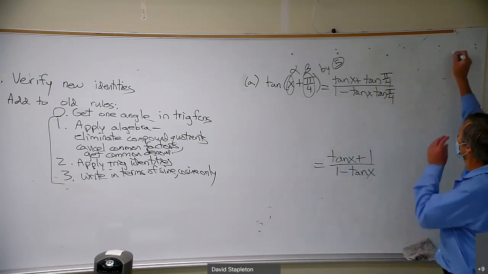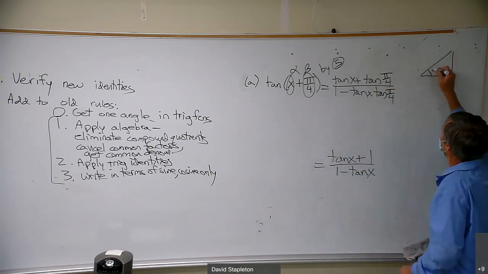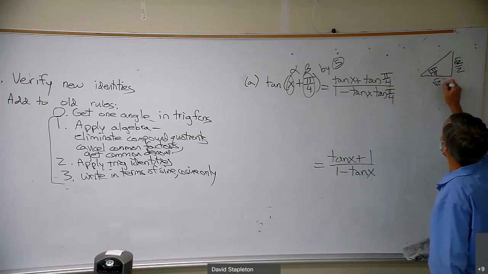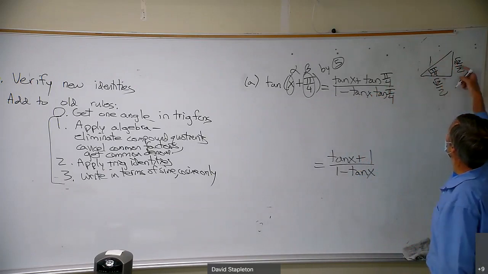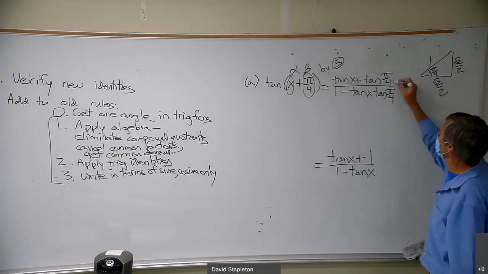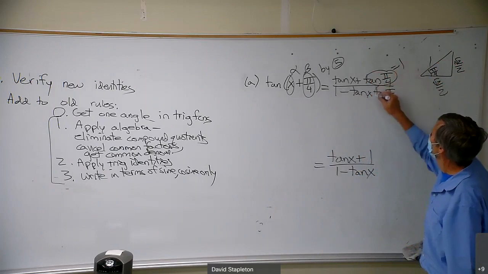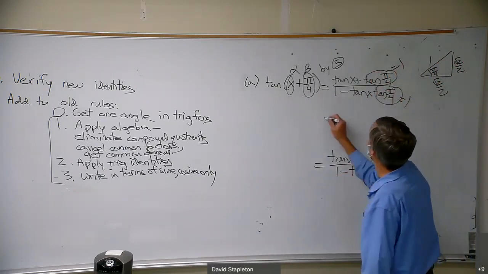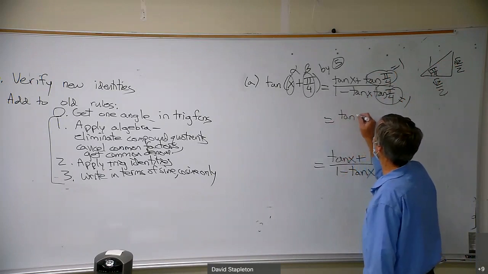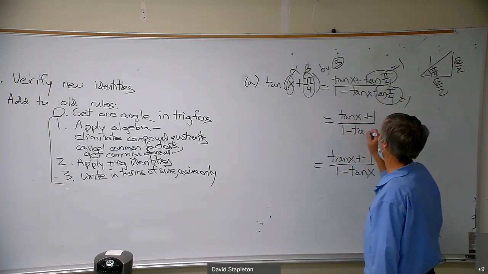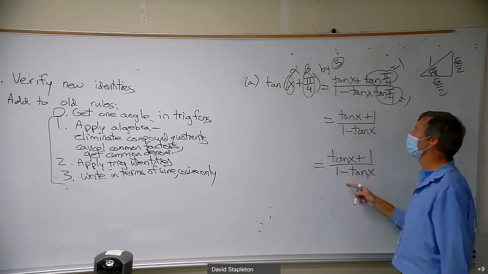Maybe I've memorized by now the tangent of pi over 4, 45 degrees. Right? It's this side over this side, opposite over adjacent. This over this is 1, so this is 1. This is tangent x plus 1 over 1 minus tangent x times 1. Oh, there it is.